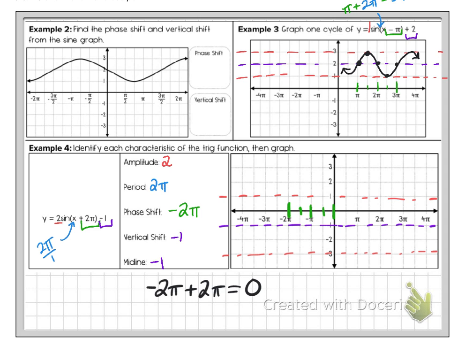This is positive sine, so it's going to follow the regular pattern. It will start at the midpoint, then go high, back to the midline, sorry, then low, and then back to the mid. And then we sketch our graph.